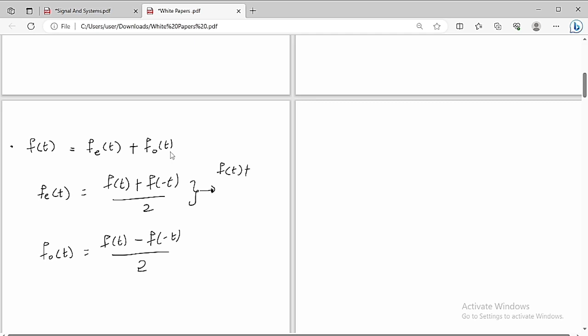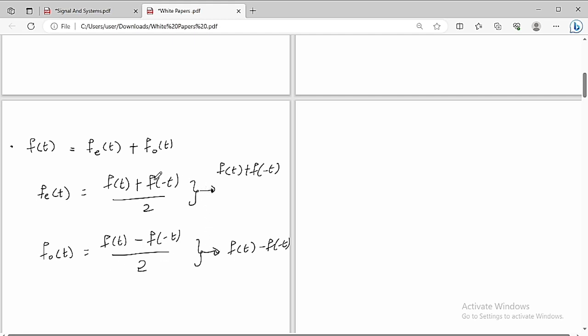Suppose this is the even part, then this is also an even part. So f of t plus f of minus t is an even signal. If this is an odd signal, then f of t minus f of minus t is also odd, because we are only applying a scaling factor of 1 by 2. So if this is even, then this is also even, and if this is odd, then this is also odd.